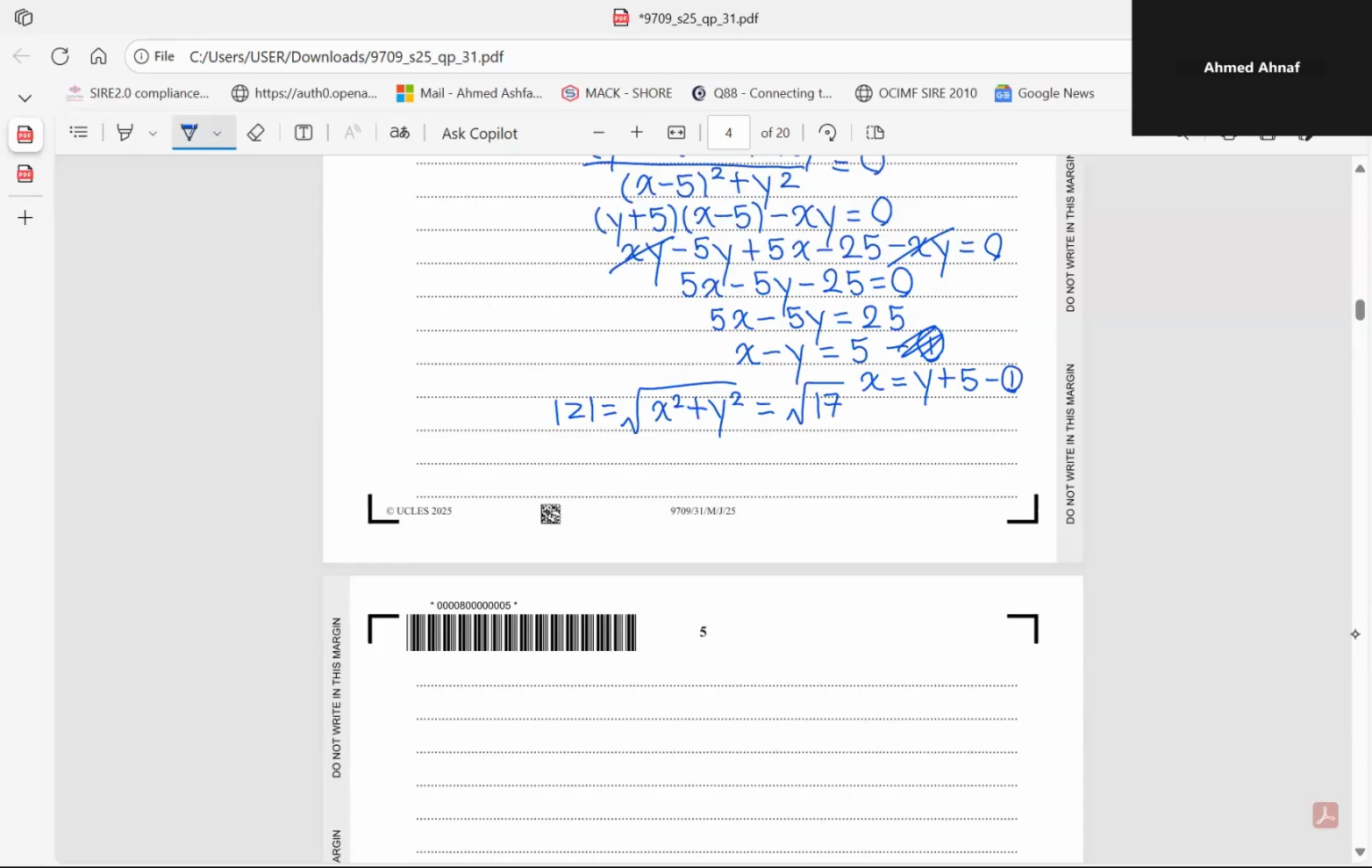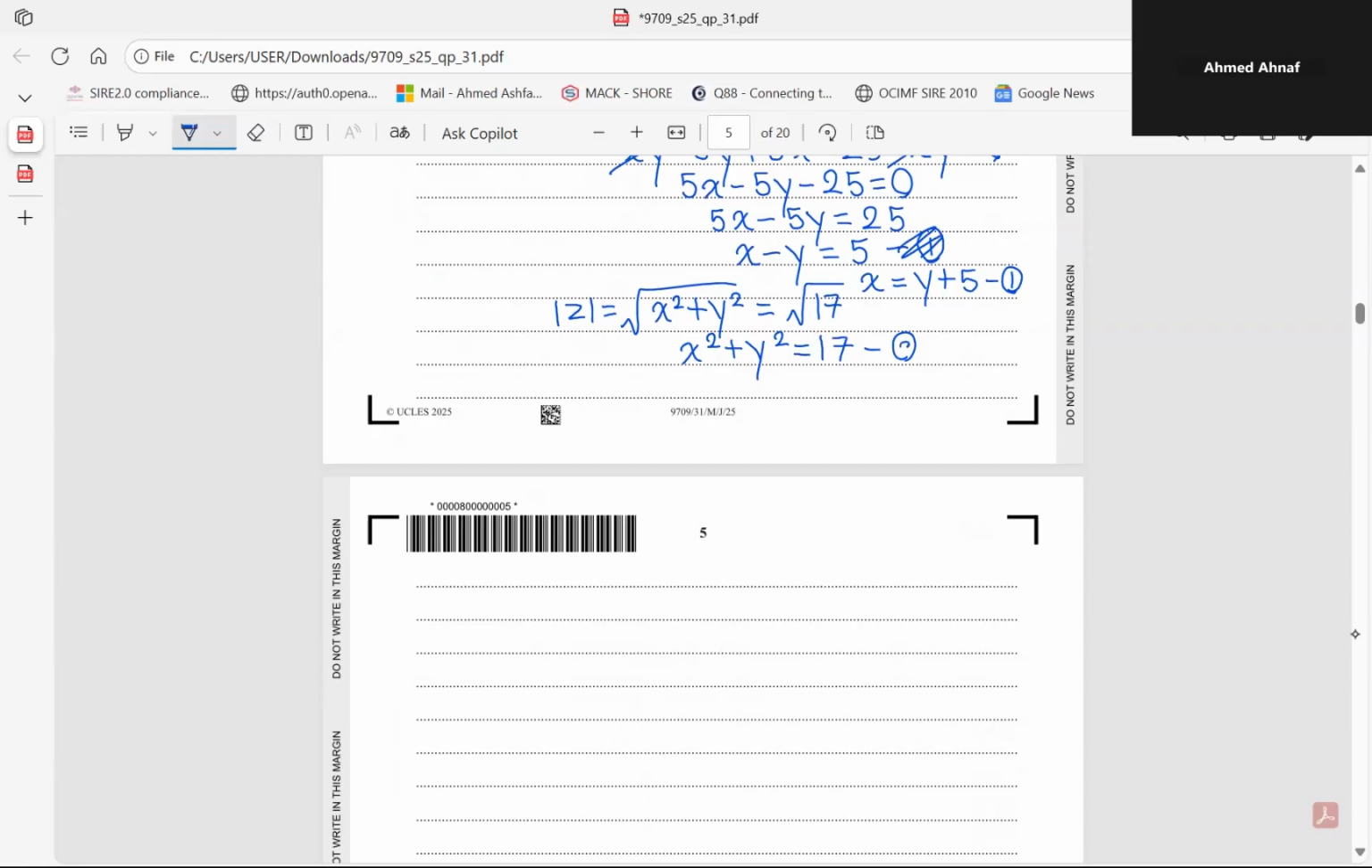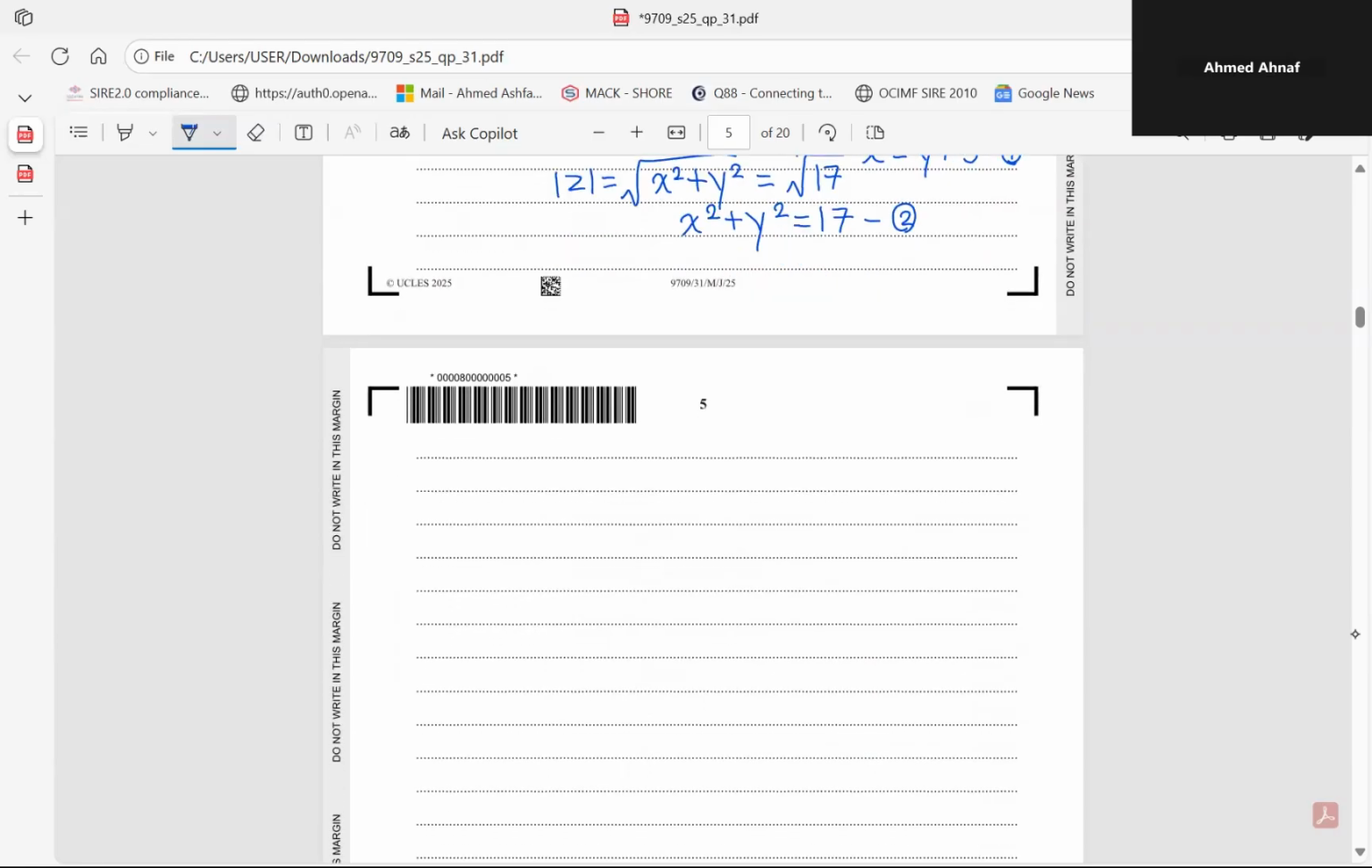Okay, getting back to the modulus. Square root of x squared plus y squared equals square root 17. Removing the square root on both sides, we get x squared plus y squared equals 17. So this is our equation 2. And now let's copy down both of our equations in the next page.